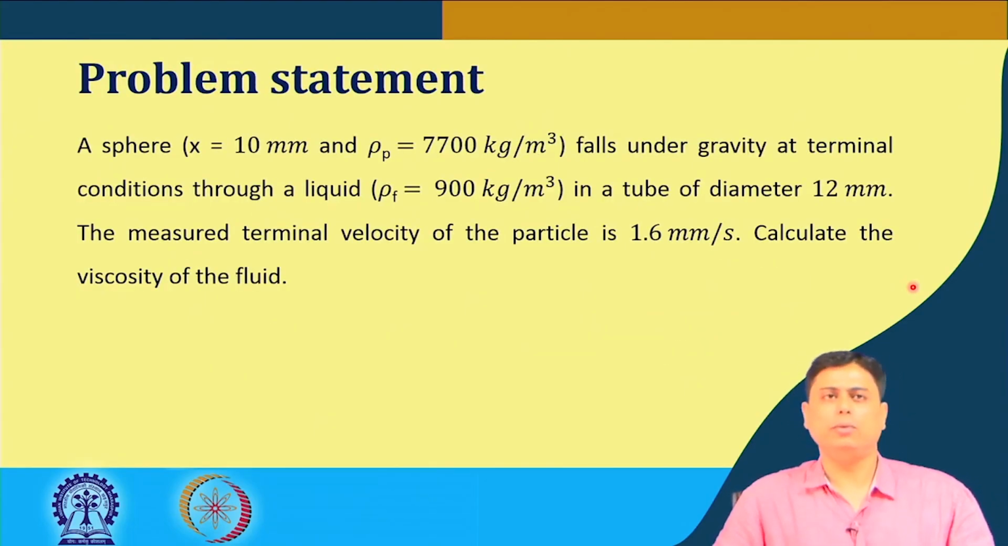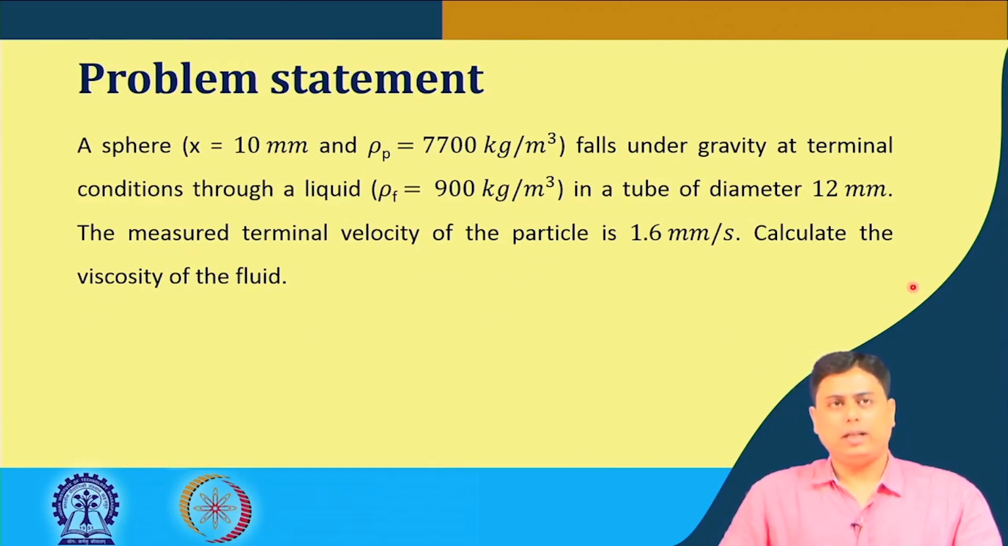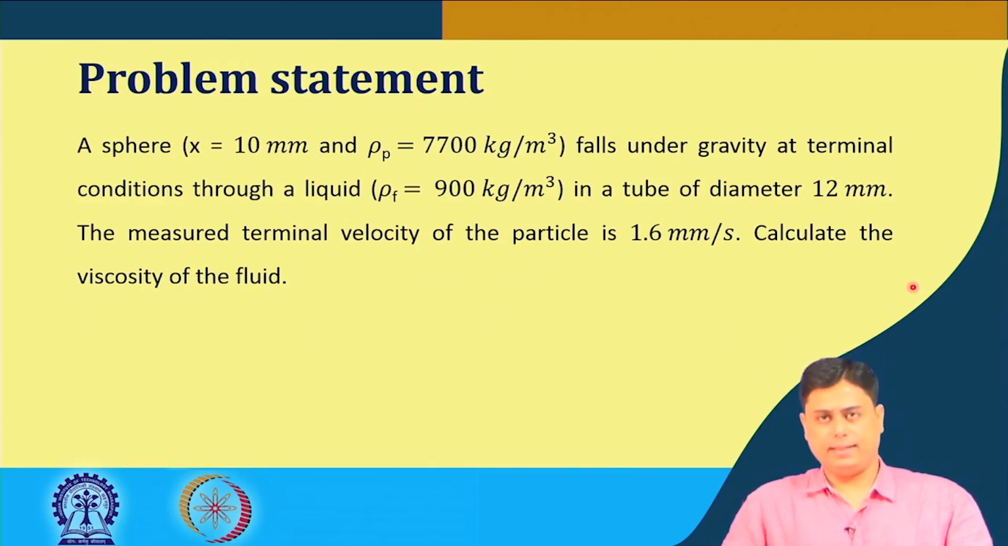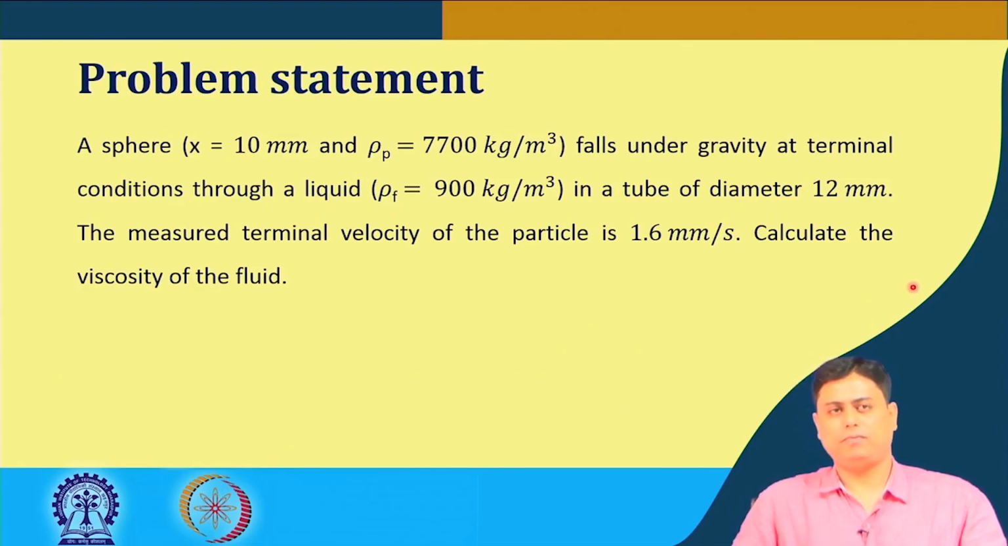Now we go to another problem. Here it is asked that a sphere of known diameter and density falls under gravity at terminal conditions through a liquid of known density in a tube of diameter 12 millimeter. The measured terminal velocity of the particle is 1.6 millimeter per second. What is the viscosity of the fluid? This is a typical problem of determining the viscosity of a fluid by the falling sphere method.